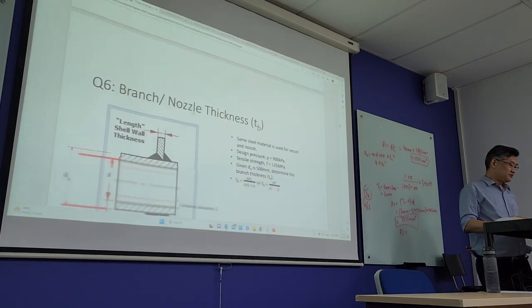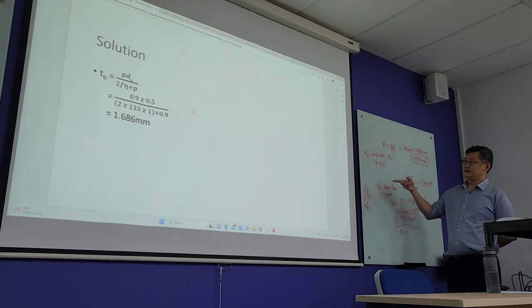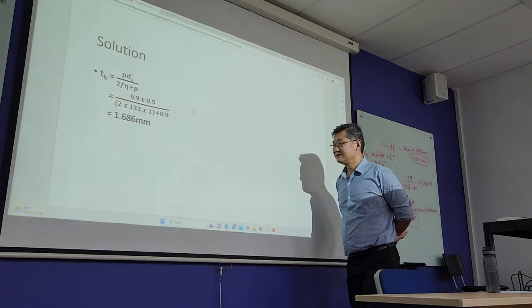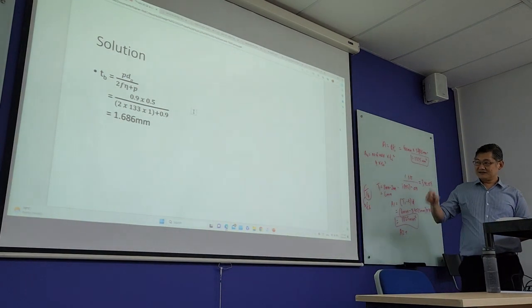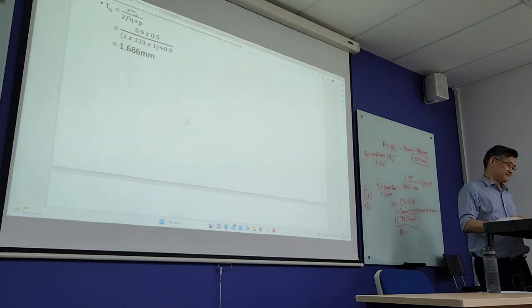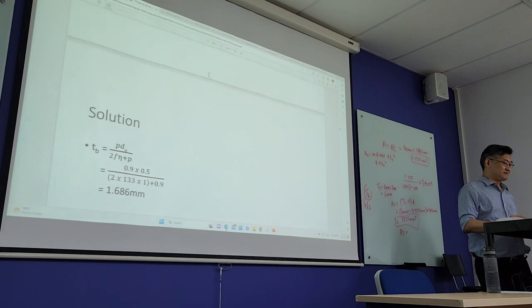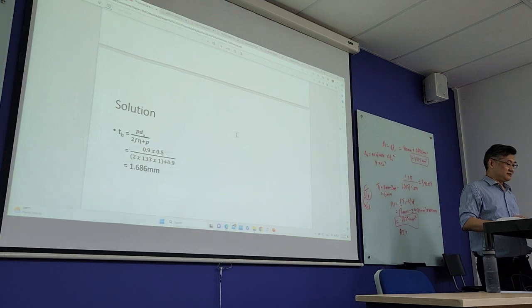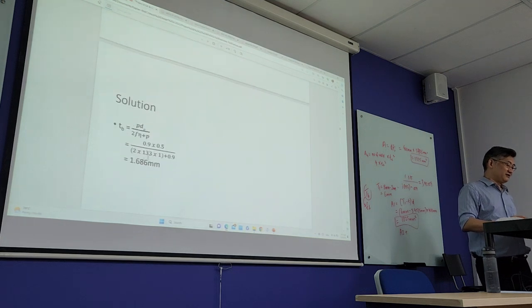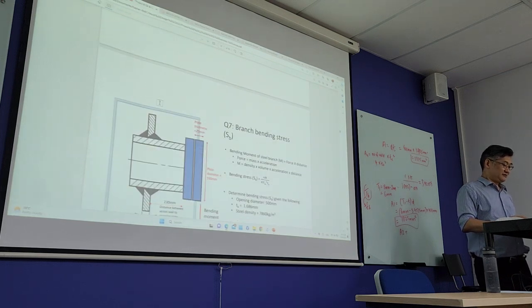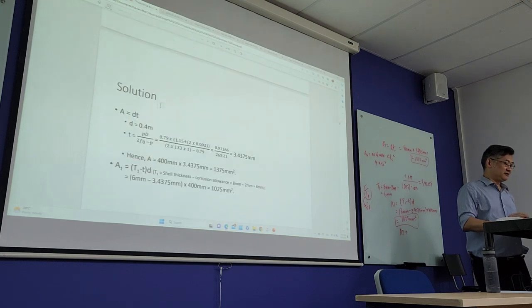Coming to the branch solution, if you plug everything in, you get 1.686 mm. This is the thickness of the branch that can withstand pressure. Design pressure is 900 kPa. The F which we want to find is 135. Yes, my apology, 135, so the value will be a bit smaller. Sorry, can you show the solution for the previous question?